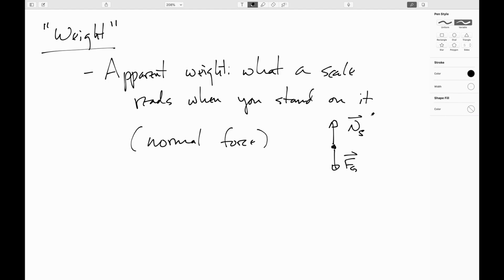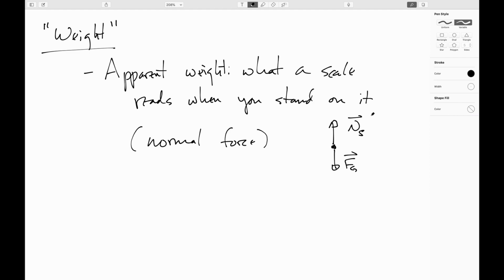Now, usually this is going to be equal to the force of gravity on you, but it doesn't have to be. For instance, let's say you got into an elevator with a scale and you pressed a floor to go up, and the elevator started accelerating up. So first it'll accelerate up and then it'll get to a constant speed. Now when it accelerates up, in order for you to accelerate up with the elevator, the scale is going to have to push up on you harder than gravity is pulling down on you so that you can accelerate up.